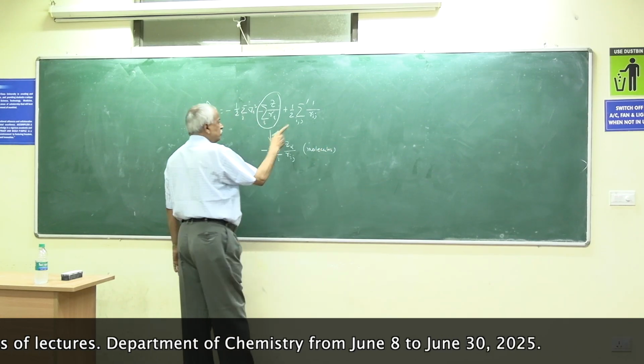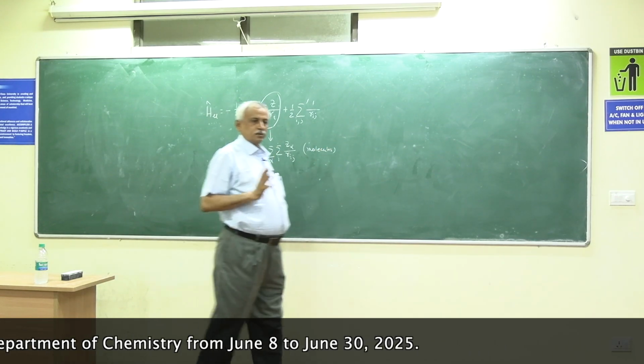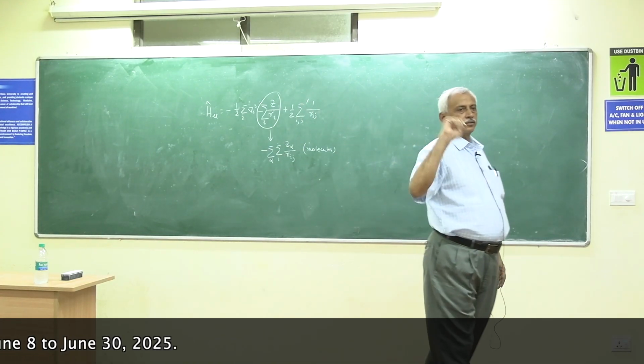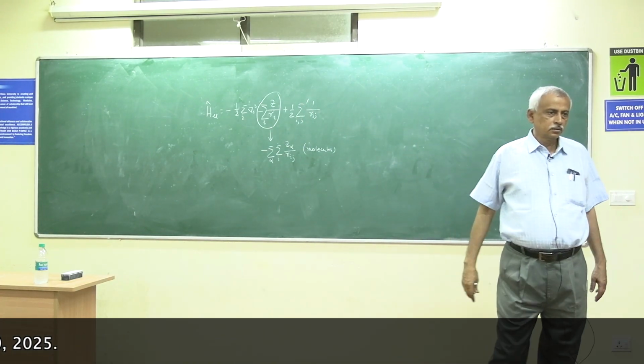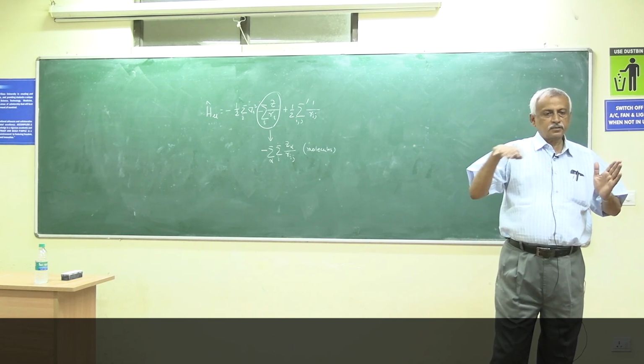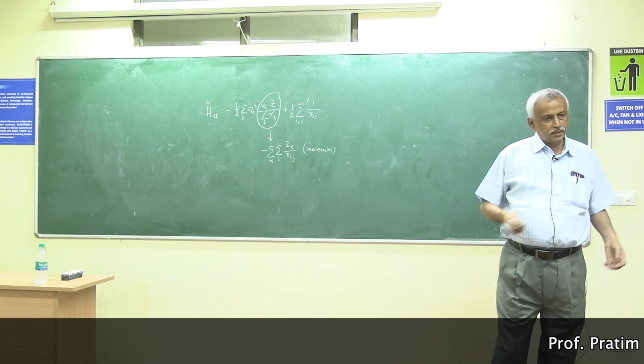So in case of molecules, that will be the only difference. Alpha is the index of the nuclei, i is the index of the electrons. And R i alpha means capital R alpha minus small r i, mod. That is your R i alpha.